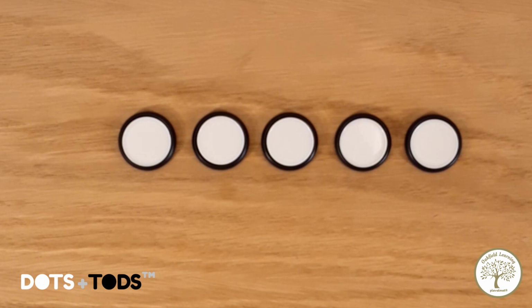Pupils could continue to investigate making values of 0 with different quantities of dots and TODs. When they're confident with the concept of zero pairs, they will be able to move on to using dots and TODs to help them with adding and subtracting positive and negative integers, which we're going to be looking at in the next video.